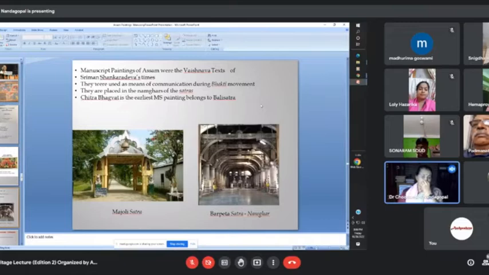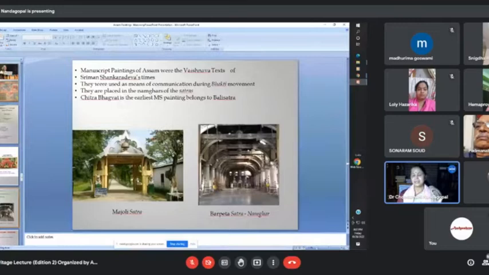So Chitra Bhagavat is the earliest manuscript painting, and you find that from the Bali Satra. See, these are some of the satras. One is Majuli. Whenever you talk about Assam, people ask, have you visited Majuli Satra, which is on the island. It has such a great place, and they were trying to make it a World Heritage Site, but still it has not been recognized. It has its own problems, grievances and all that.